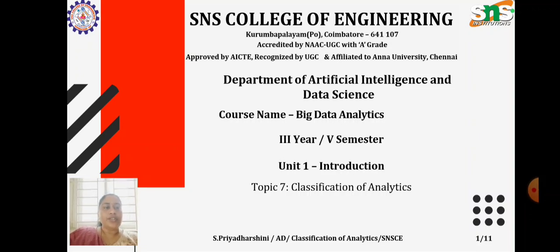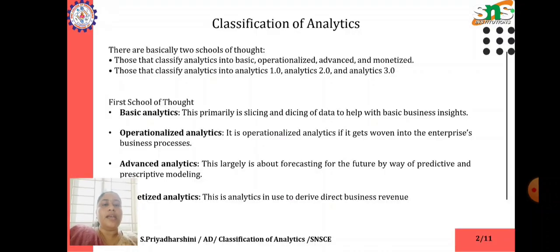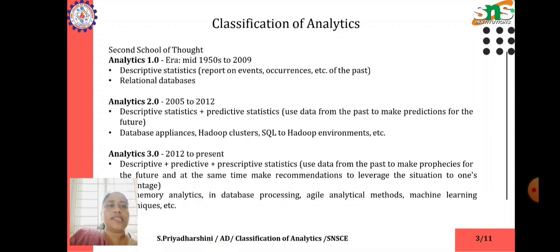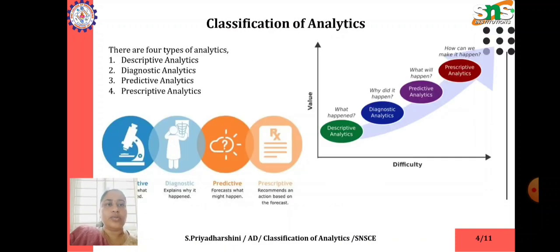Today we are going to look deeper into the classification of analytics. In the previous video we saw the classification of analytics into two types, the first school of thought and the second school of thought. So we saw briefly what the first school of thought and second school of thought are. In the second school of thought, we have come across four types of analytics: descriptive, diagnostic, predictive, prescriptive.